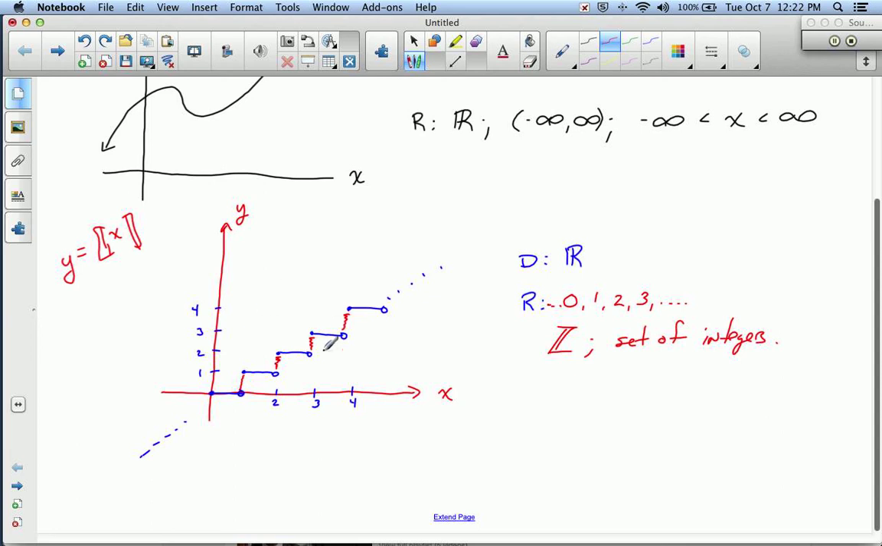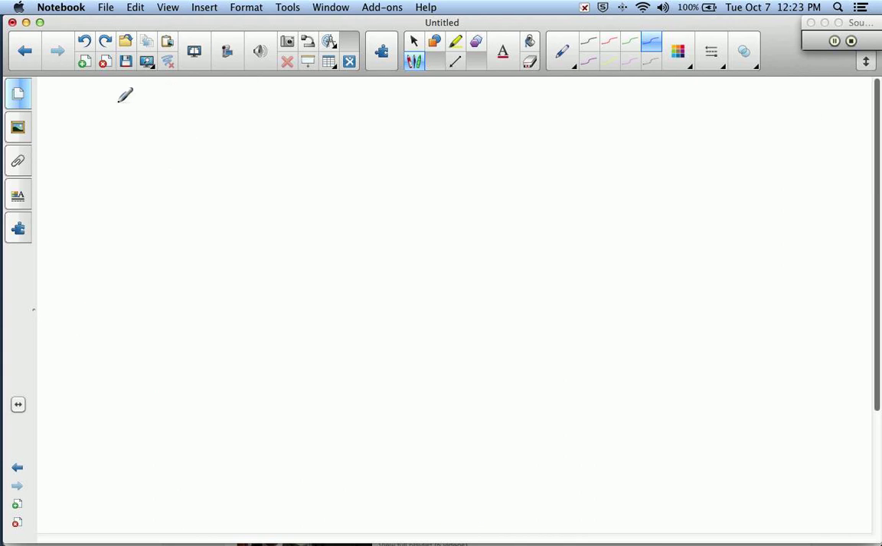This is still a function because it passes the vertical line test. I can draw a vertical line anywhere I want. Now you might say, no, you're crazy. It fails right here. But it doesn't, because I have a closed circle at one point and an open circle at another point. So it does pass the vertical line test to determine if it is a function. It sure does. Let's look at another example for domain and range.